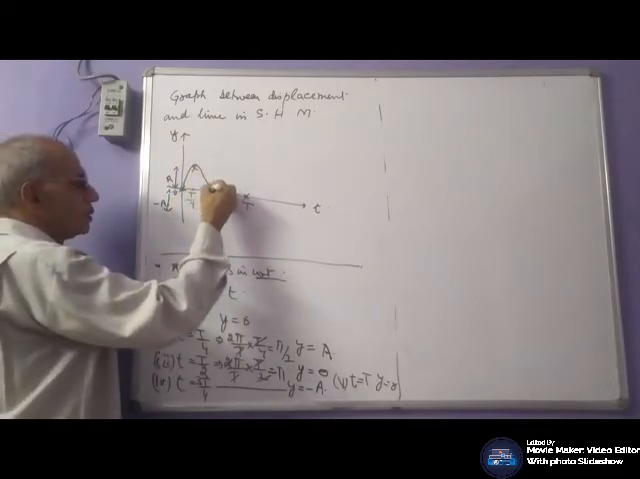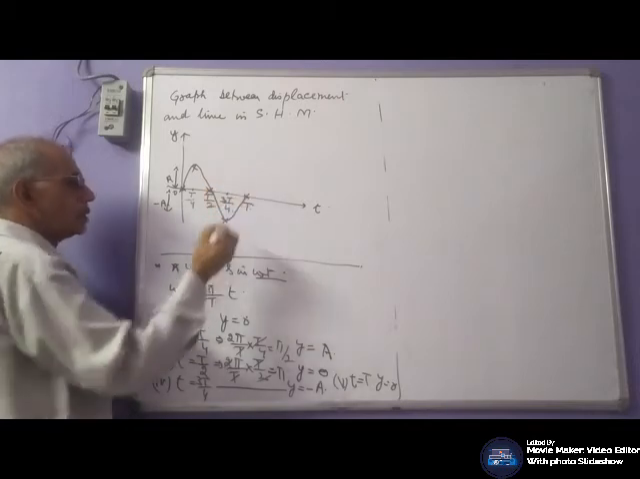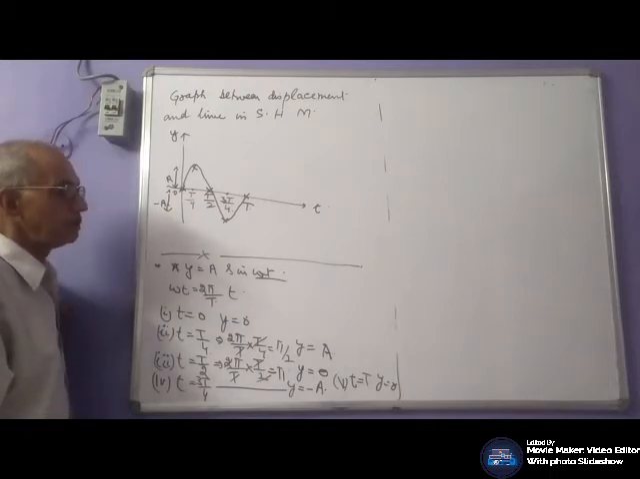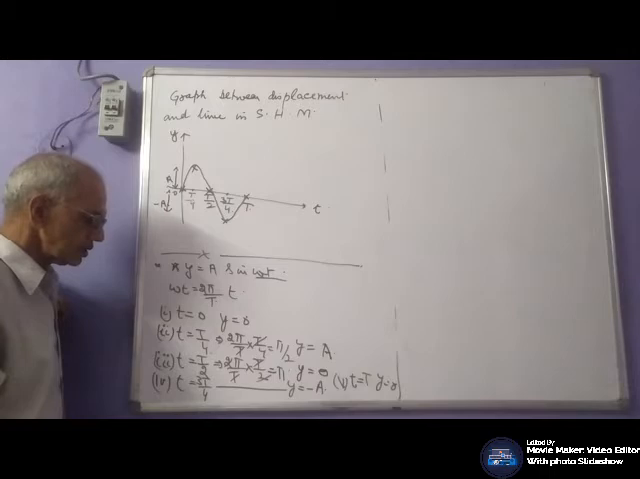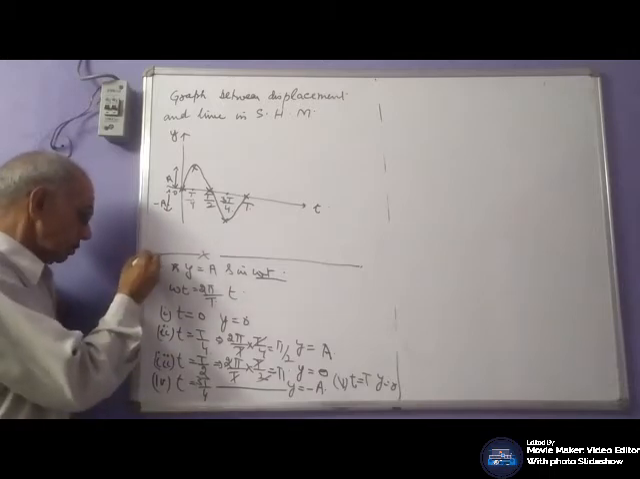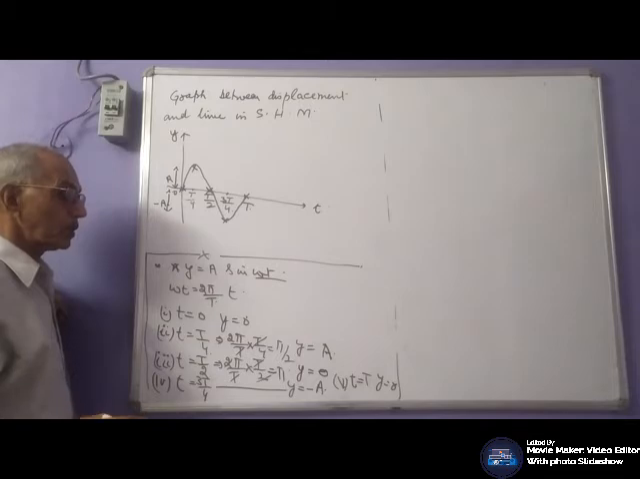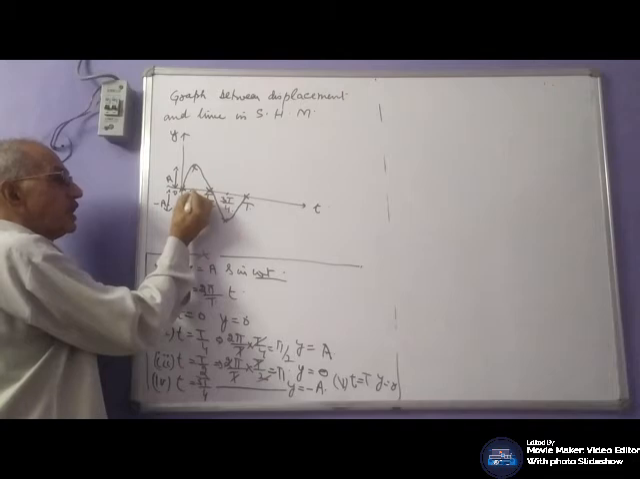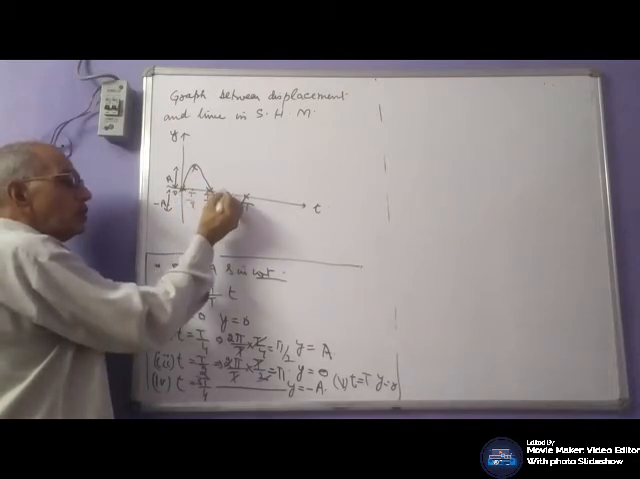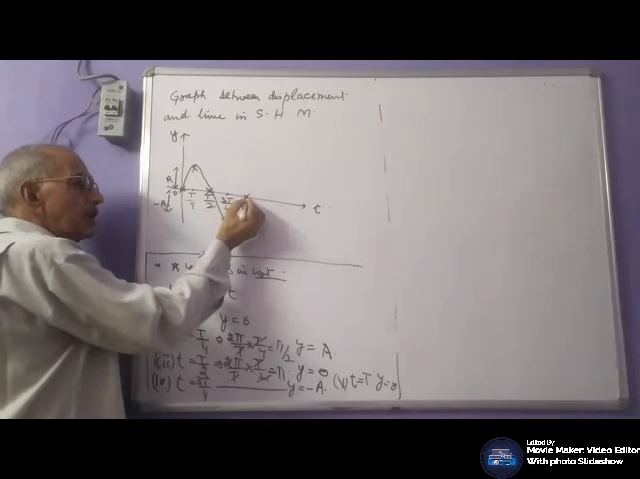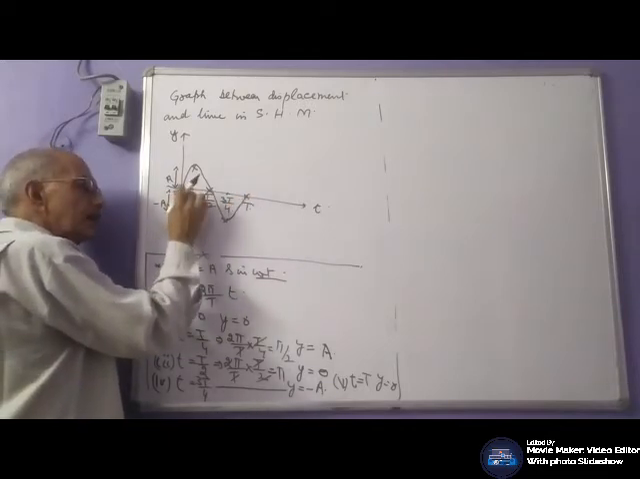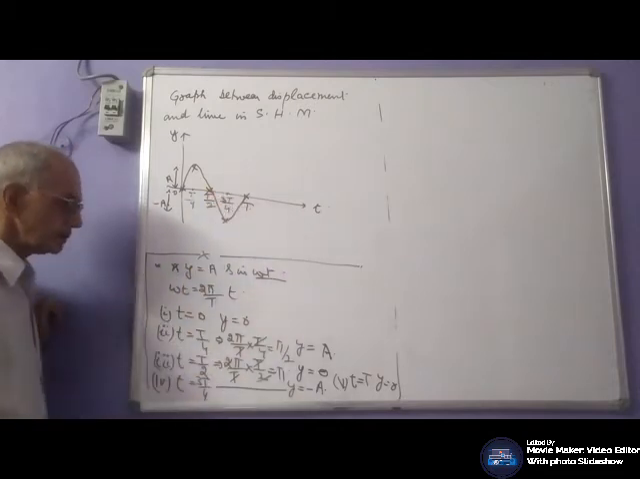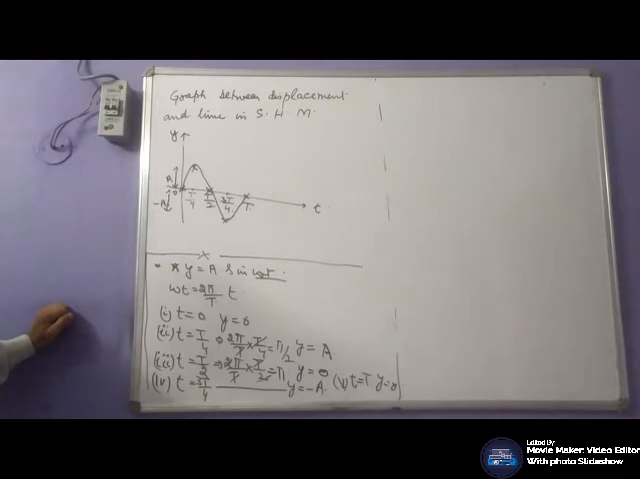So this is the plot, graph between y and t, or displacement as a function of time. So how to plot? We will not do it like this in future. First 0, then second it is maximum, third 0, fourth maximum in the opposite direction, then 0.